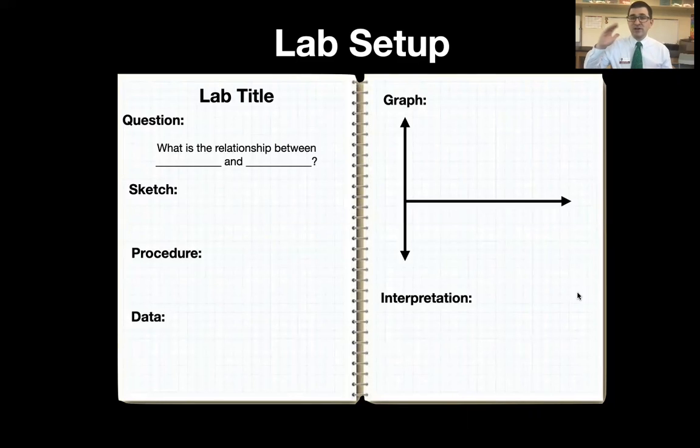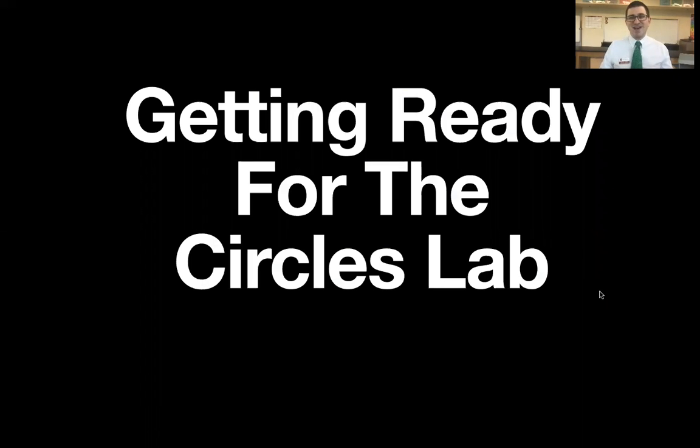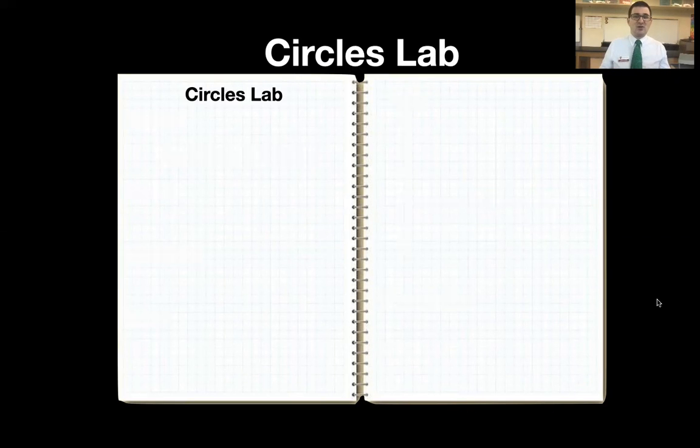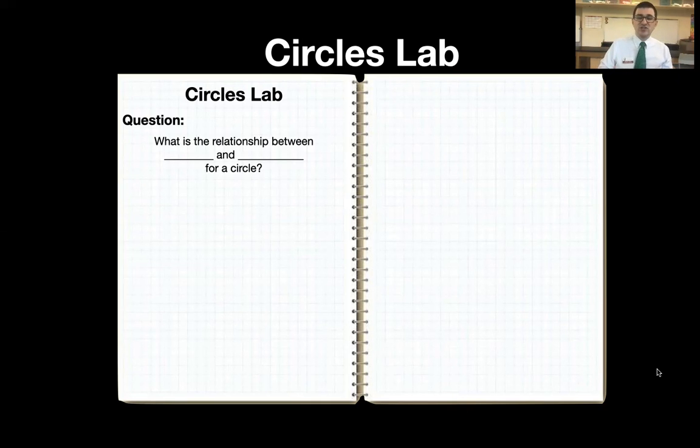For this first one, we're going to guide you through it step by step, starting with the first step. To get ready for the circles lab, which we're going to run in our next class, we are going to title the page in our lab notebook Circles Lab, because it's a lab involving circles. And then we start with probably the most important part of the lab, which is the question. This is why we are looking at this lab. The question, as I said, always takes the form: what is the relationship between one variable and another variable? And in this case, it would be for a circle.